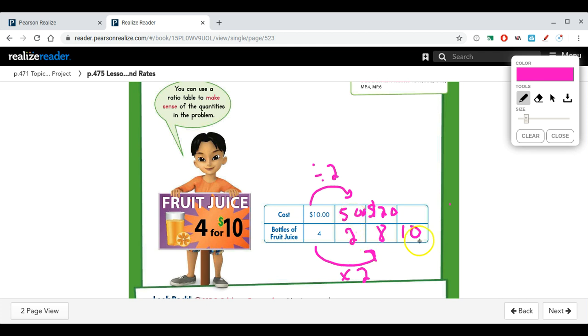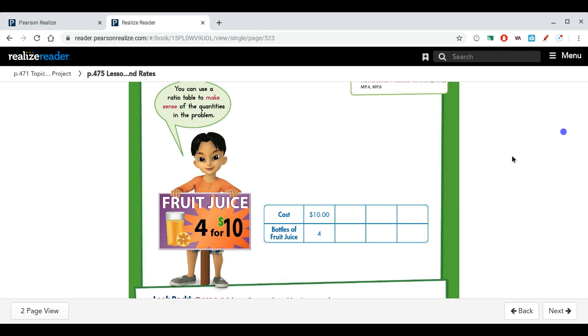And now from here, I can figure out the cost of 10 bottles because what I have is 8 bottles cost $20, 2 bottles cost $5, 2 plus 8 is 10. So 5 plus 20 is going to be 25. So 10 bottles of juice, I can buy 10 for $25. Notice that this rate language is also going to be different. I'm not doing 10 to 25 as my comparison. I'm doing 10 for $25.